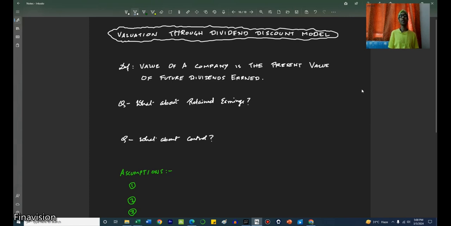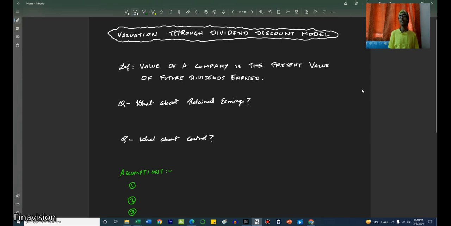Today we are going to introduce a new chapter which is part of the equity valuation only. It is called Valuation through Dividend Discount Model. Now what do we mean by valuation through dividend discount model? It is basically using the future flow of dividends to calculate the present value of the company. So thereby goes the definition: value of a company is the present value of future dividends earned.